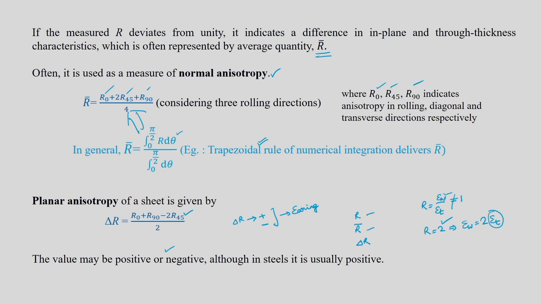One should look into it, although most steels generally have a positive delta R value. Since R bar controls thinning resistance, as we already said, for good deep drawability you need a larger R bar and a lower delta R. Lower delta R means earing behavior would be minimized.